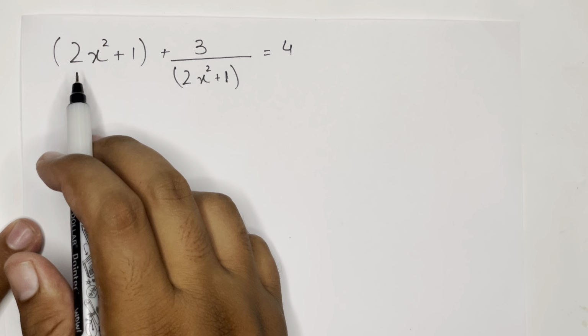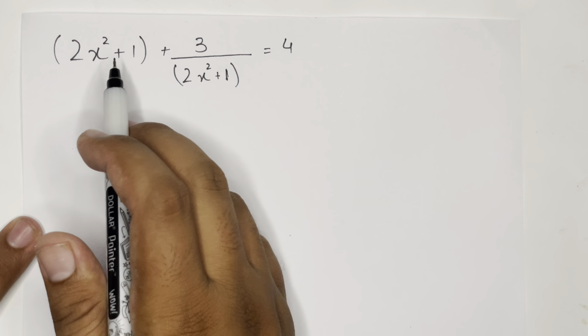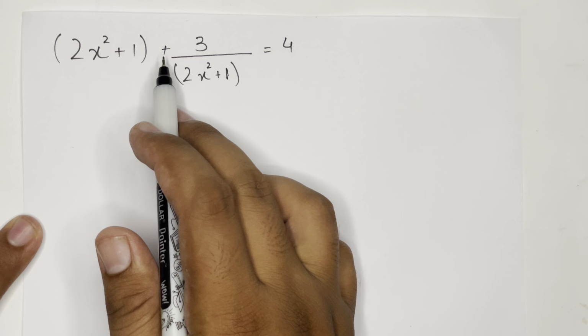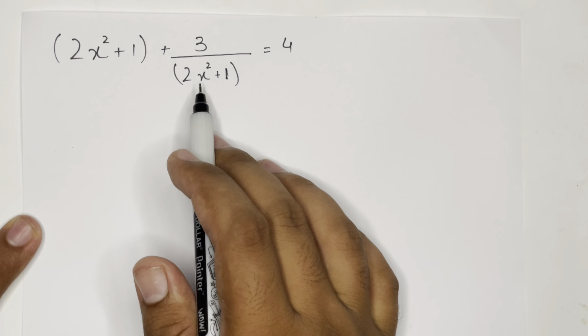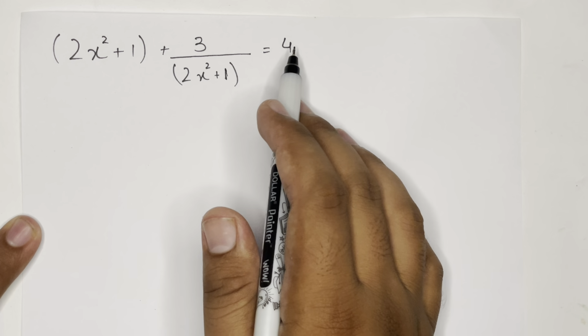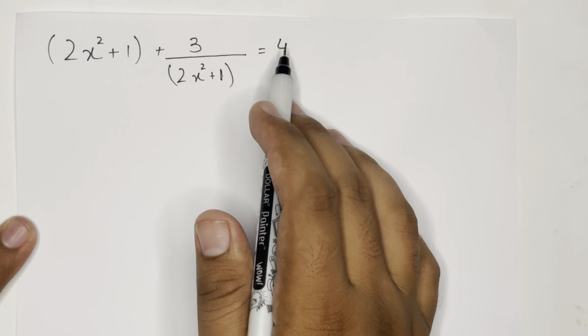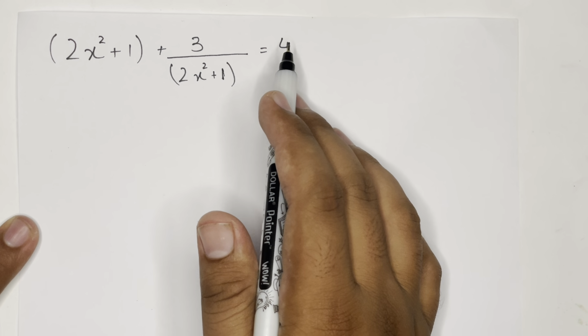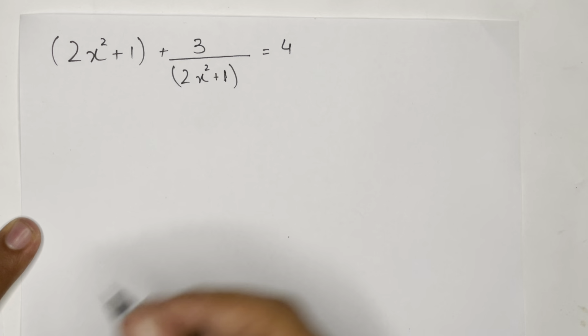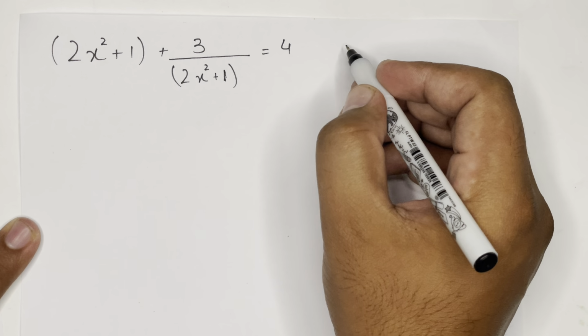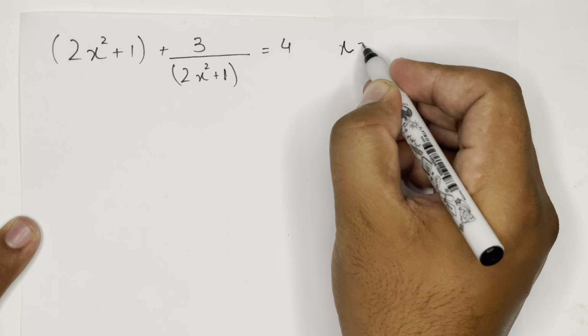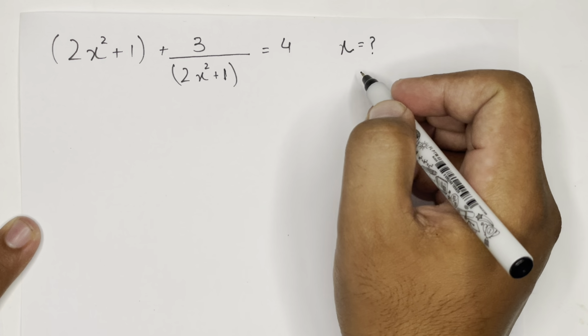The question is (2x² + 1) + 3 over (2x² + 1) is equal to 4. This is a very interesting problem because most entry tests have this kind of question, and they ask: what is the value of x? So we have to find the value of x.